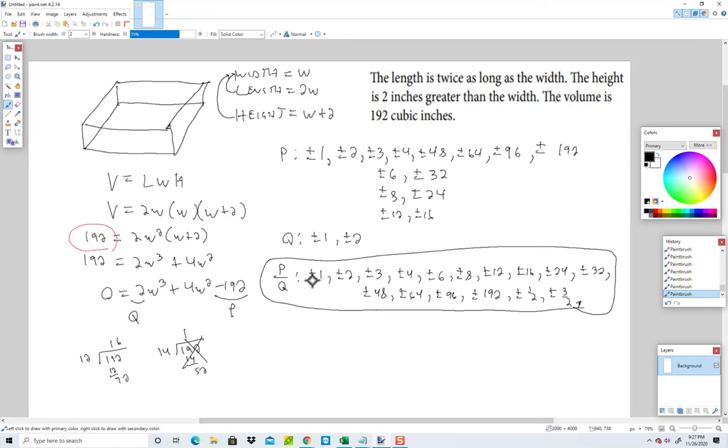Probably 1 wouldn't be a good one, because if you plugged 1 in for W, 1 times 2 times 3 doesn't give you 192. So I'm going to start just from a does-it-make-sense standpoint. Maybe it's 6. 6 times 12 times 8. We'll try 6. Now think about it. Would negative make any sense? No. You can't have a negative distance.